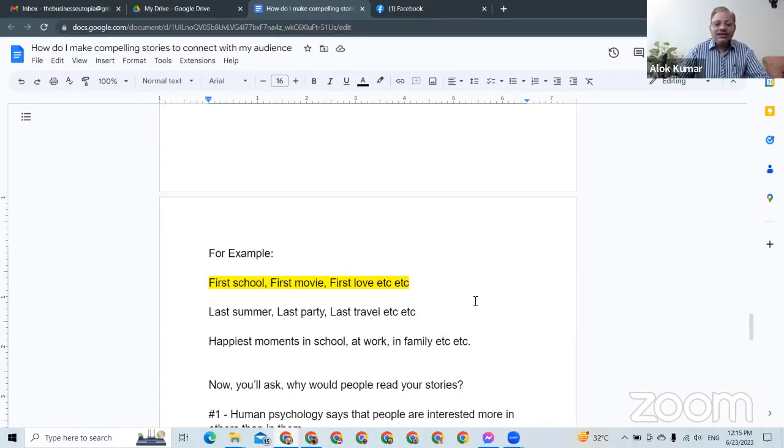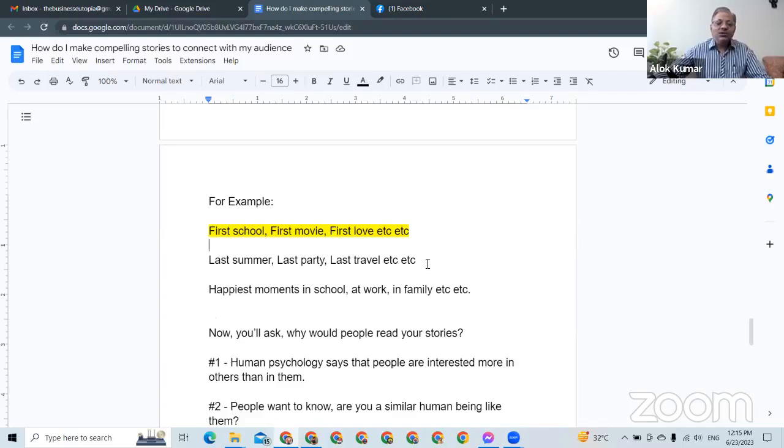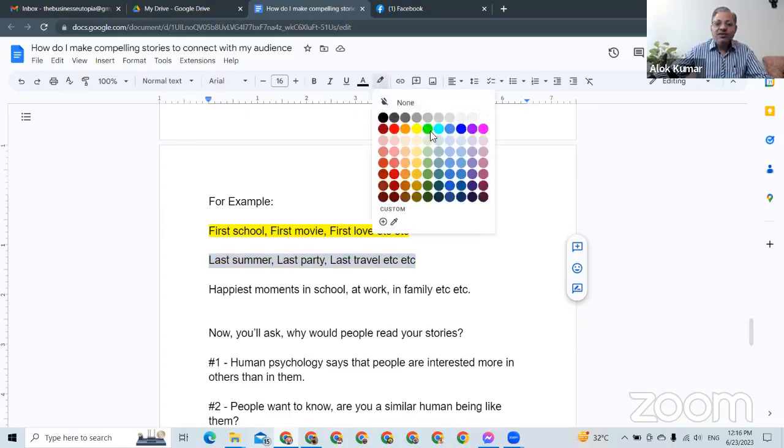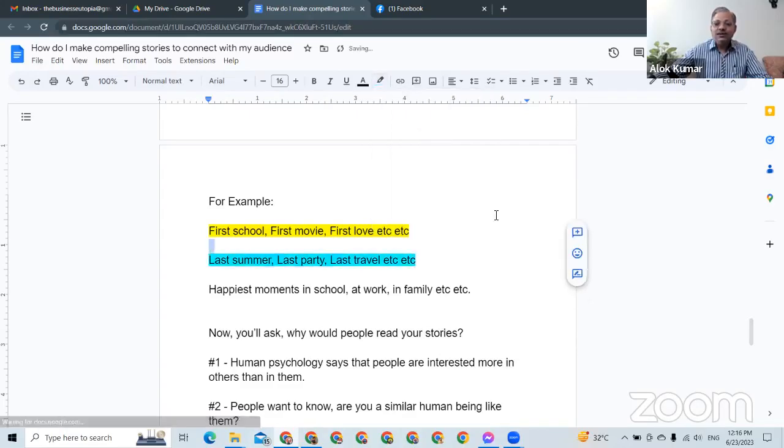Now, the second example which I'm going to tell you is about the word last. Yes, last. When I say last, what comes to your mind? You could talk about your last summer. How did you spend your last summer? How was your last party? What was your last travel experience? You can do anything you want, right?